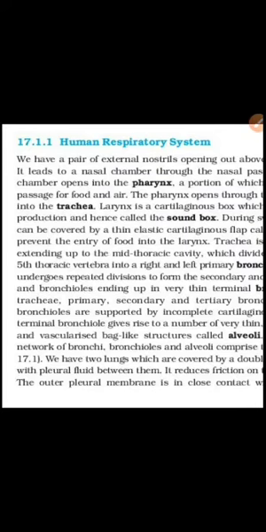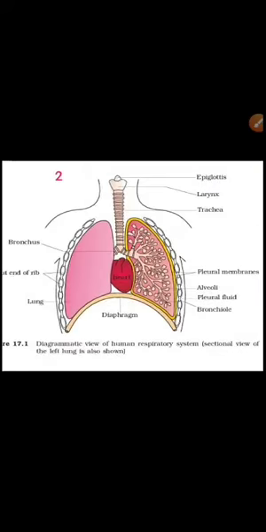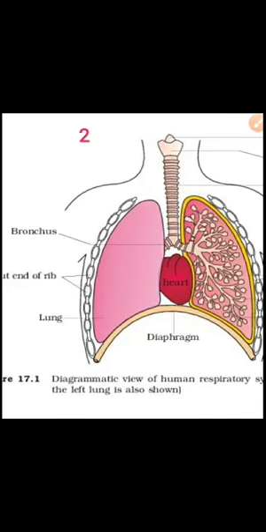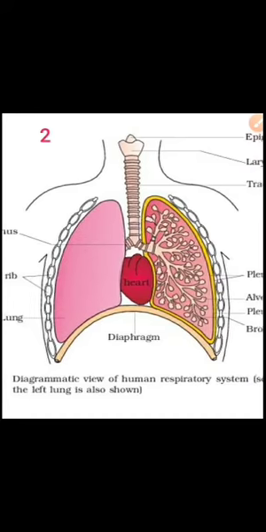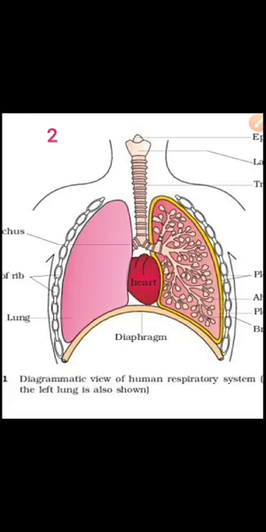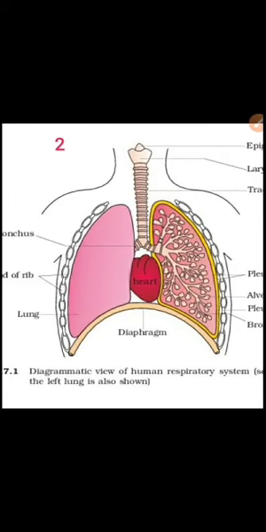Now, the respiratory organ of human beings is a pair of lungs, which is located in the thoracic chamber. Thoracic chamber is a chamber where the heart is located, above the diaphragm, above the stomach part. This region is known as the thoracic chamber.